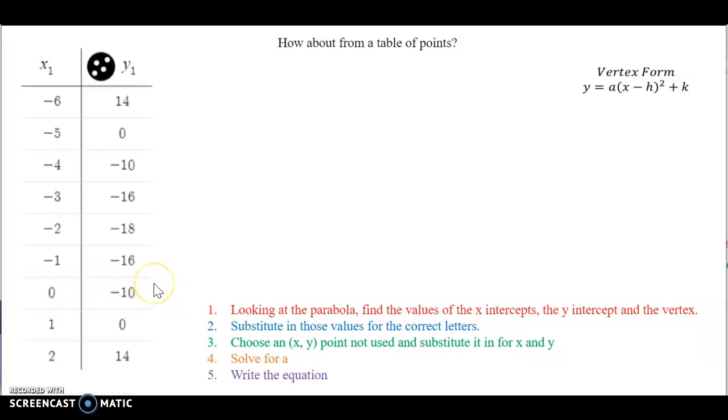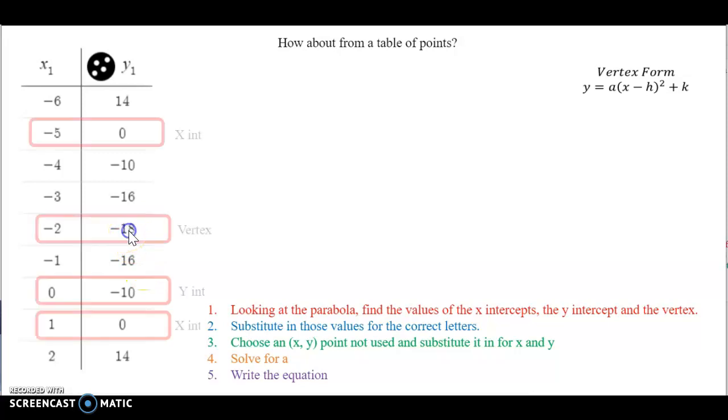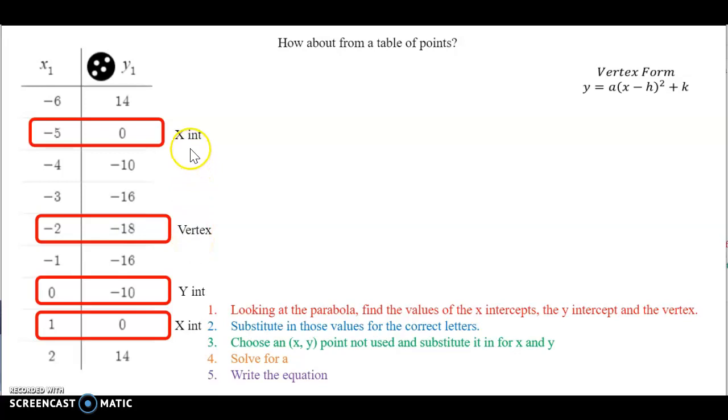Now vertex, how do we find vertex? Well, we're going to use the fact that parabolas are symmetrical. So let's start matching up the points, y values. 0, 0, -10, -10, -16, -16. So this is the central point. So this is the vertex. So we have x-intercept, vertex, y-intercept, and x-intercept again. So now that we found those, vertex is (-2, -18).